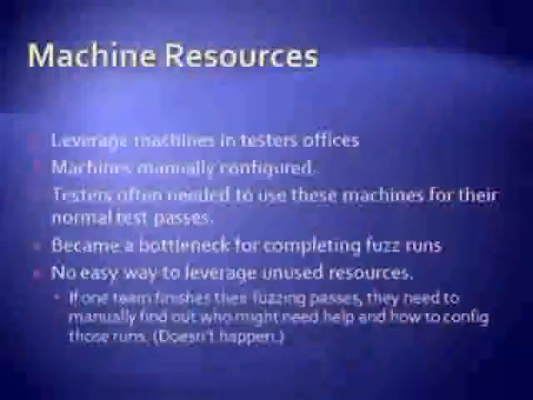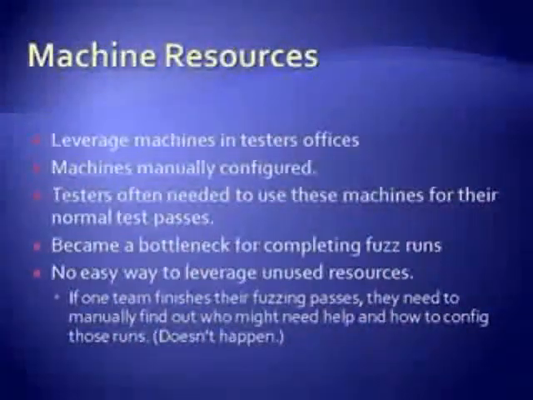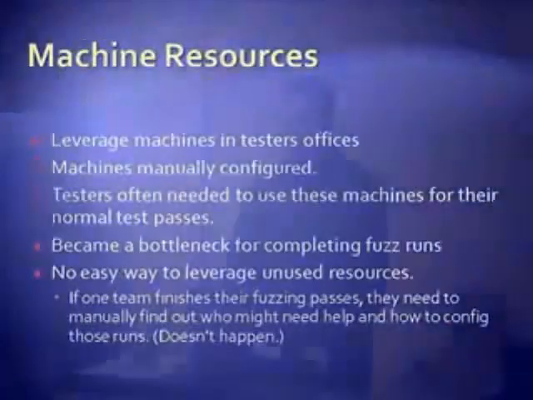One of the other big problems we had was machine resources. What we were doing is we were leveraging machines in testers' offices. And so testers would manually configure machines to run the file fuzzer, and these machines were often used for doing the rest of their testing. So they would set up the fuzzer on a Friday, hopefully enjoy their weekend, come back in on a Monday, look at the logs, but a lot of times at that time they had a private release or something from the developer saying, hey, I need you to go and test this, so they would have to stop their fuzzing, and that's obviously not ideal.